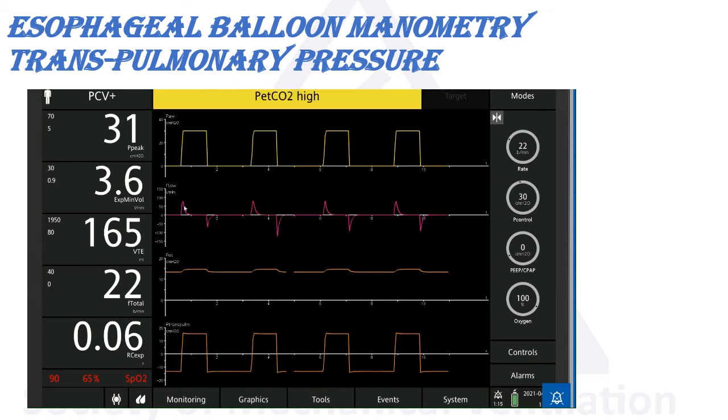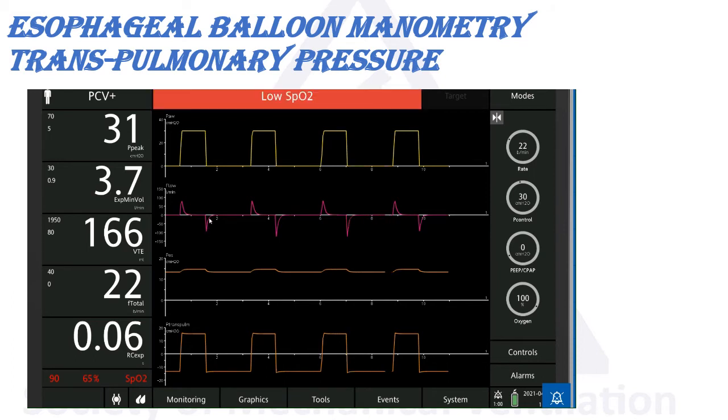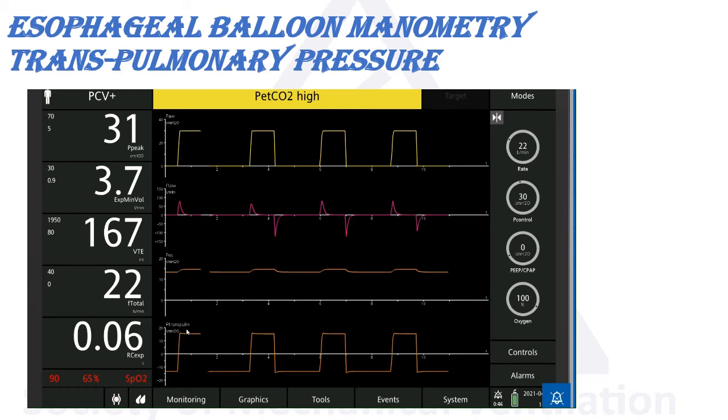The first row here is the airway pressure in centimeters of water. The second one is the flow, inspiratory flow and expiratory flow, descending. Of course, you can see that this is a very restrictive lung, as the expiratory flow is closing so fast. And this is the esophageal balloon, which basically tries to approximate the pleural pressure, the effective pleural pressure. And the last one is the transpulmonary pressure, which is basically a graphic of the airway pressure minus the esophageal pressure.